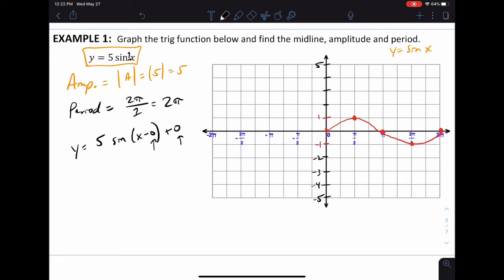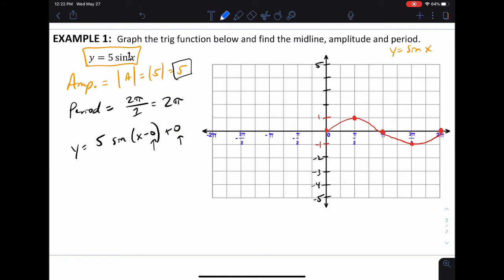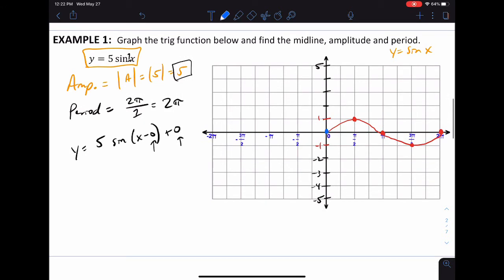Okay, so pretty much the only thing that's going to happen is it's going to be stretched by a factor of 5. So every point is going to stretch by a factor of 5. The x is going to stay the same, the y is going to change. Let me change color here. So 0, 0 is going to stay 0, 0. But instead of being at 1, this point's going to be at 5. This one's going to stay at 0. This one's going to go to negative 5, and this one's going to stay at 0. So the y is the only one that changed. That's what amplitude does. Amplitude changes the y value.